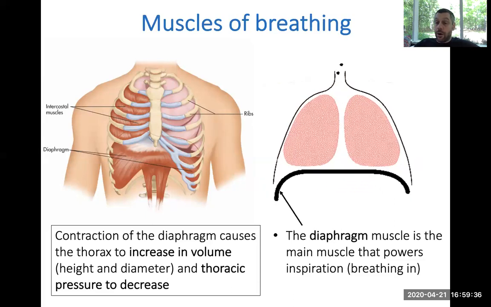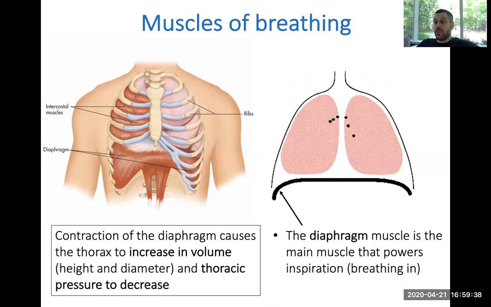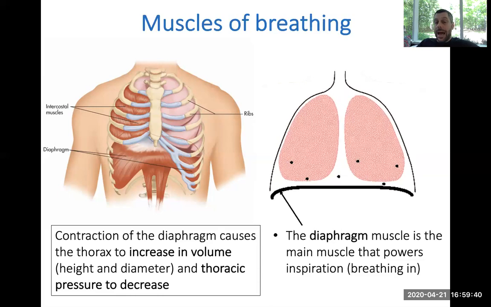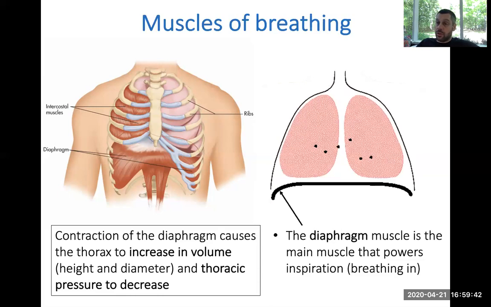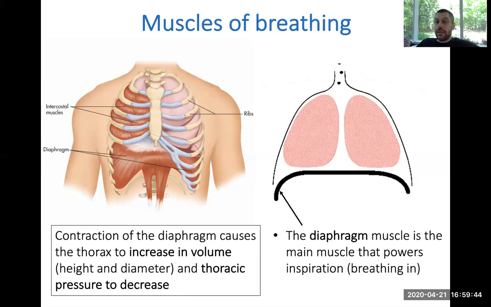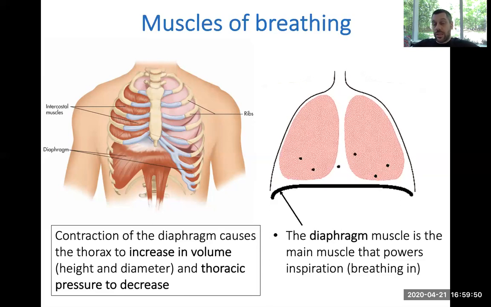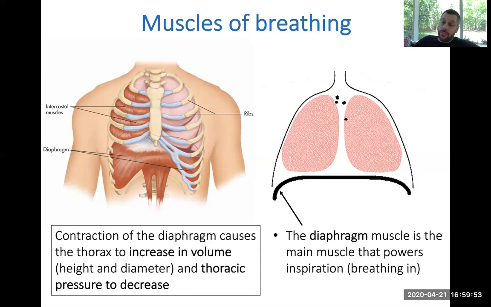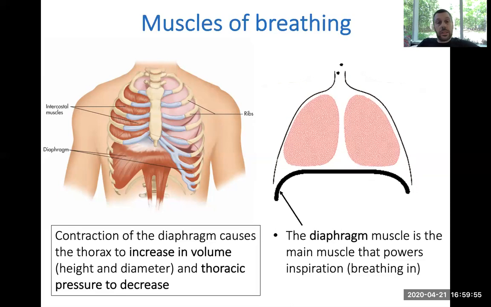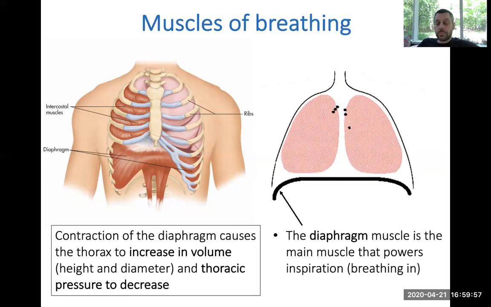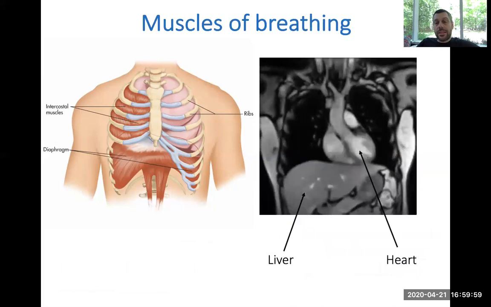When you breathe out, you essentially just relax your diaphragm. It goes back to its concave shape because your lungs are elastic. And that decrease in volume forces air out because you're increasing pressure by decreasing volume. And you'll look at that a little bit in your assignments today. It's actually kind of interesting.